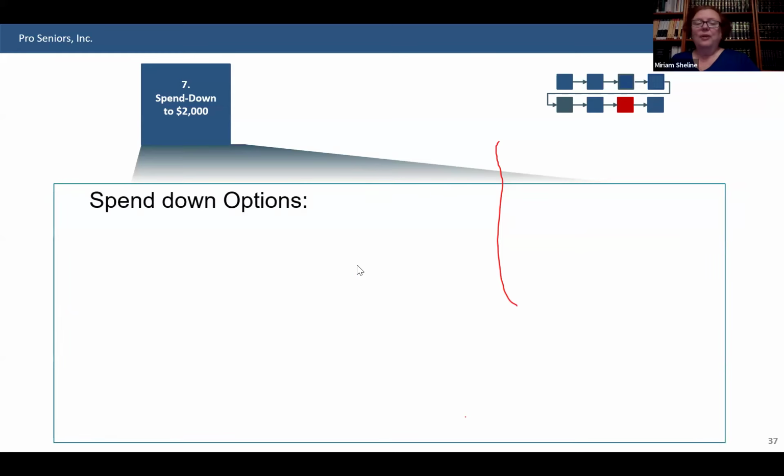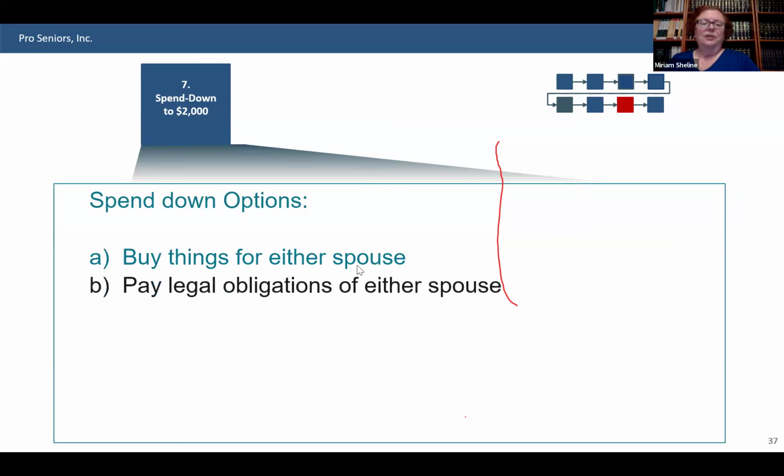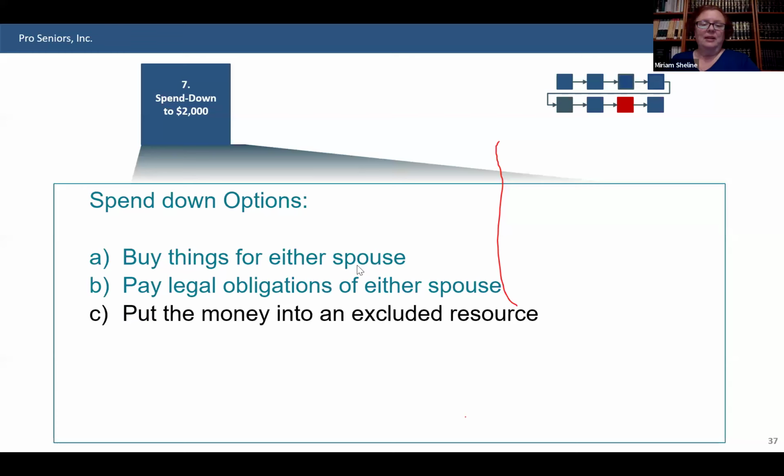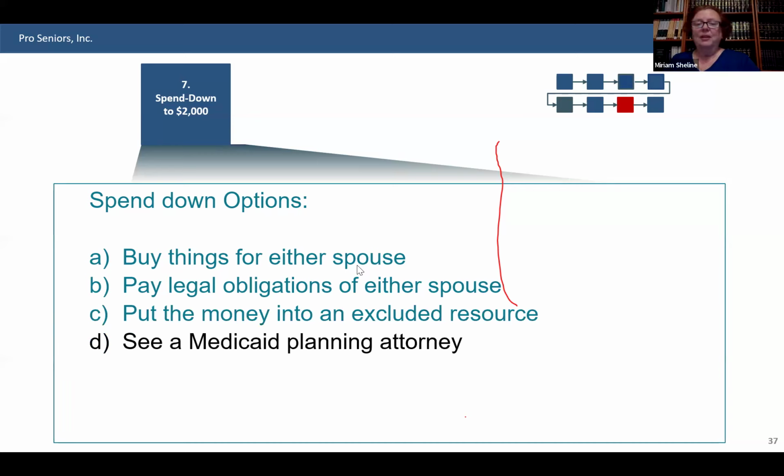And I would add, as for retroactive coverage, we'll probably get that a little later too, but for retroactive coverage, you must be eligible for each of those prior months on the last day of that month to qualify for the retroactive coverage for that month. So what can you spend down on that's proper? You can buy things for either spouse. You could pay the legal obligations for either spouse. You could put the money into an excluded resource, or you can also talk to the Medicaid planning attorney about other options that might be a little more exotic.